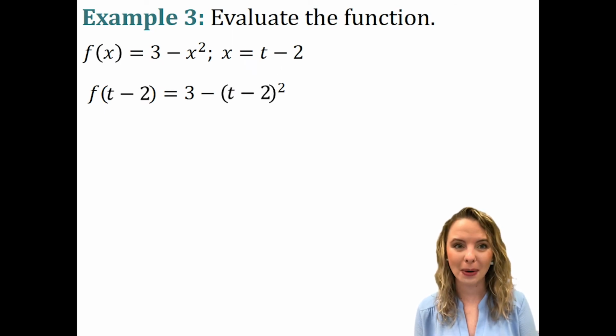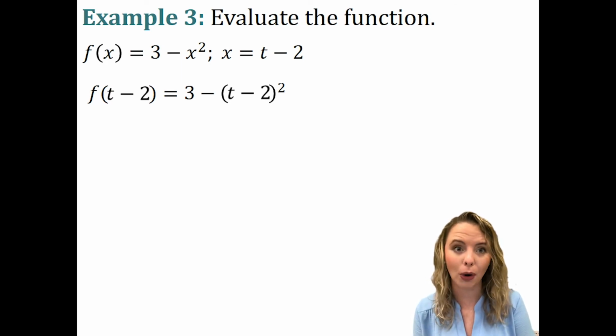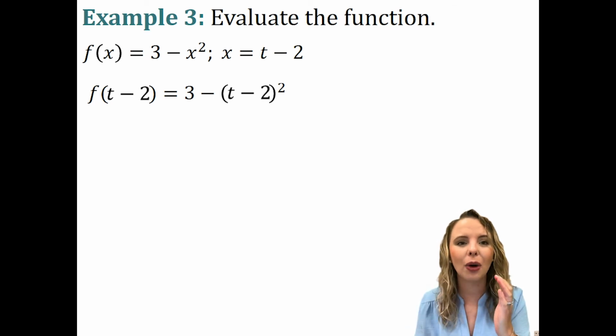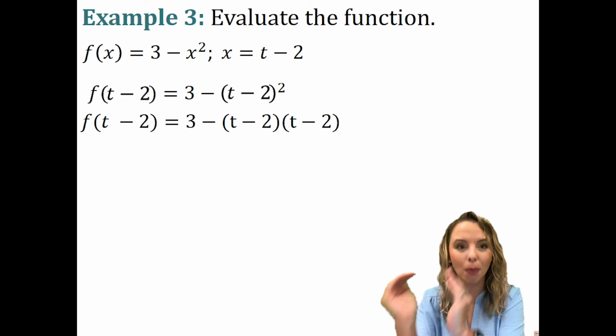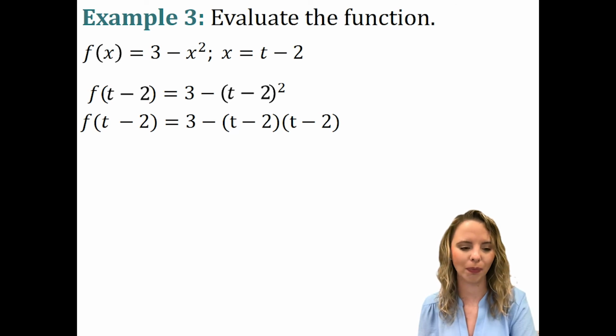Now I want you to remember, anytime that we are squaring a number, that means we are multiplying it by itself. So this t minus 2 squared does not become t squared plus 4 minus 4, whatever you may think. Instead, because squaring means multiplying a number by itself, we know that t minus 2 is one number, so we have to take that number and literally multiply it by itself again. So t minus 2 times t minus 2.